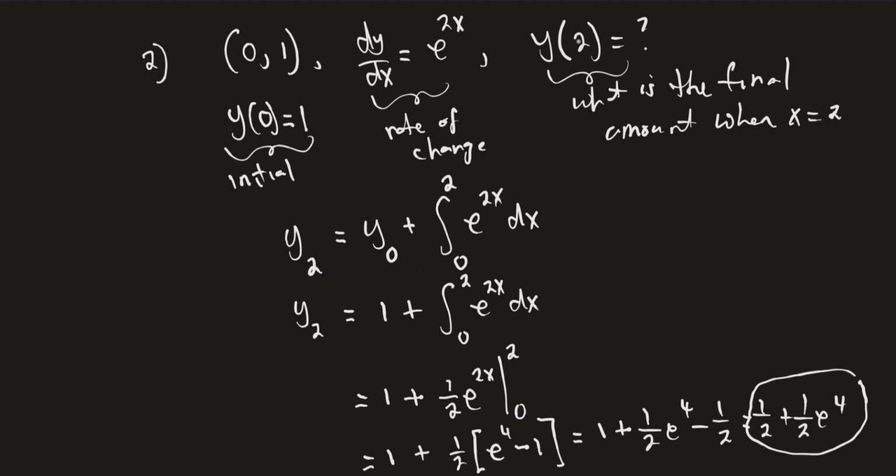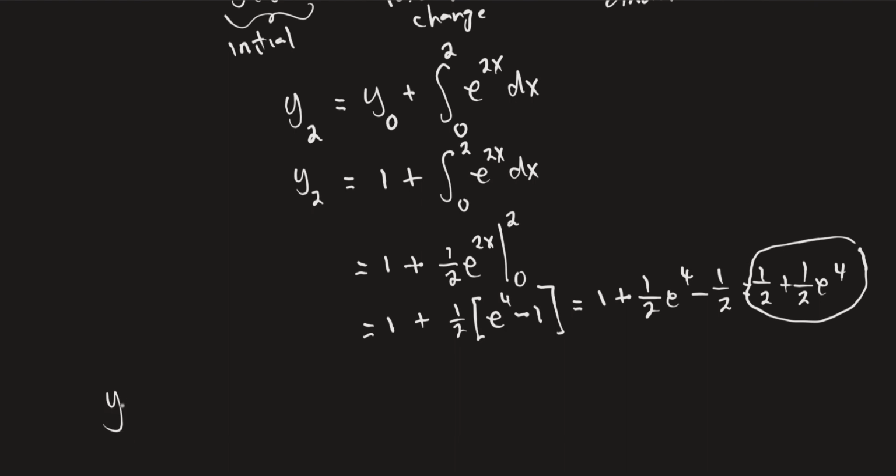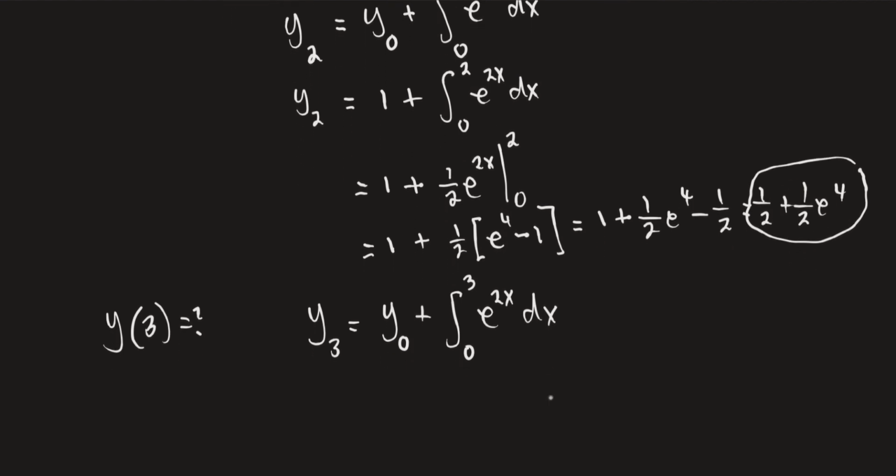If this were like y of 3, in fact, let's set that one up. So what if we wanted to find y of 3 instead of y of 2? Well, it's just a matter of now, so this would be y sub 3. We would still have the same initial amount, and then my limits of integration would go from 0 to 3. And it would still be the same rate e to the 2x, because that's the derivative, right? And then we go through this process again.